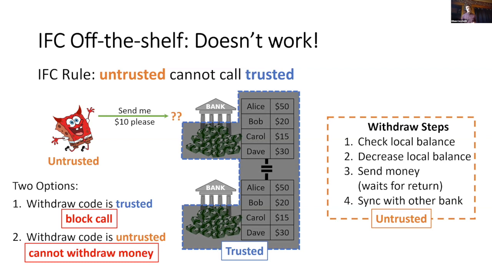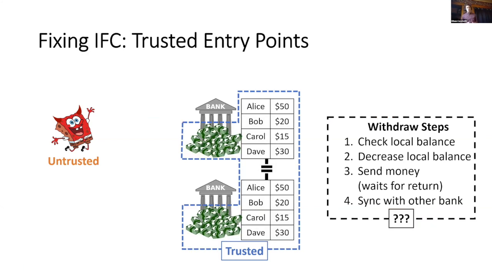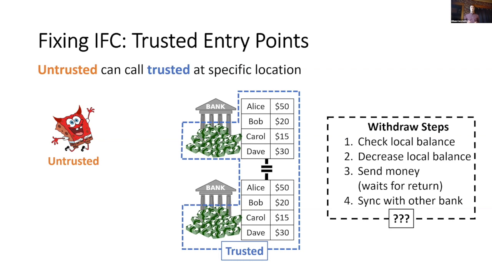And so we're going to have to modify the off-the-shelf IFC a little bit. The way we're going to do this is by adding something that we call trusted entry points. These aren't new, these have been used in other systems previously, but the idea behind a trusted entry point is that we want to allow untrusted users and untrusted code to call into trusted code, but only at very specific locations. So we're going to mark the withdraw operation, the code, as trusted, the same way we did before, but we're also going to give it this extra little tag. We're going to say this is a trusted entry point.